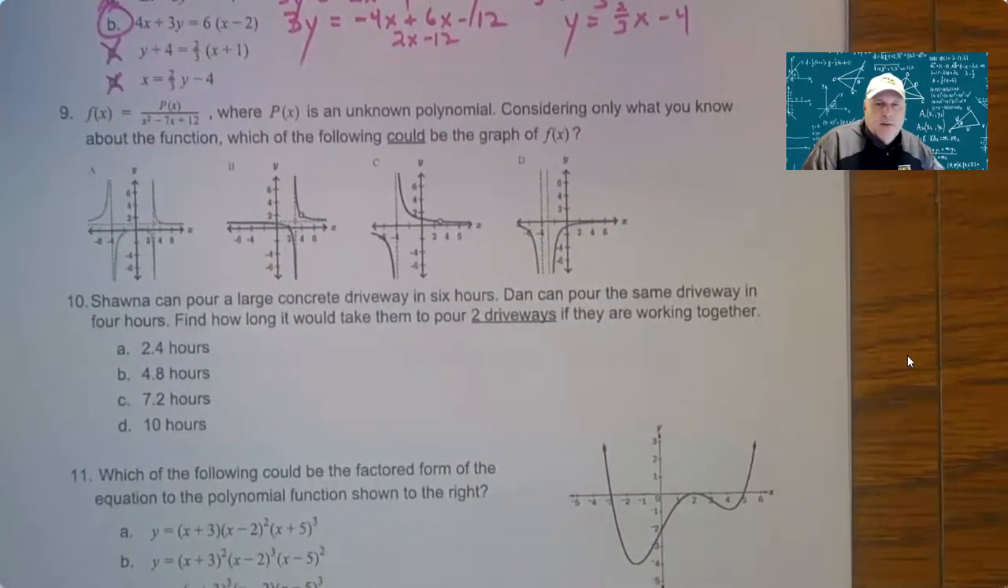Okay, which of the following could be the graph of f of x? So p of x is the unknown polynomial. So we've got to have zeros.